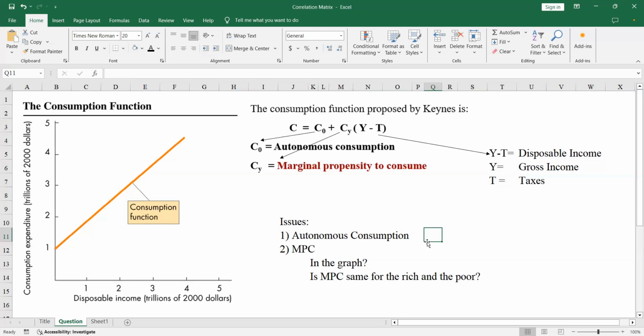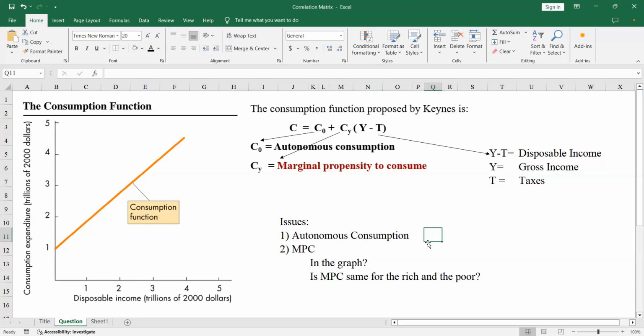So the autonomous consumption is something without which a person cannot survive, and it is a must even when the income is zero. The possible ways to finance autonomous consumption are beg, borrow, steal. Any way you get the money, you fulfill your base needs. So C naught is the minimum amount a person needs to survive.